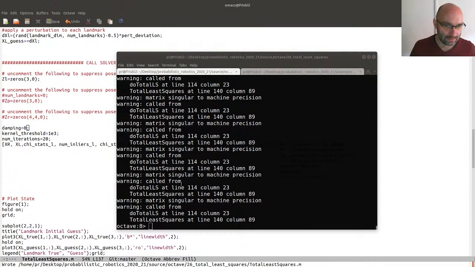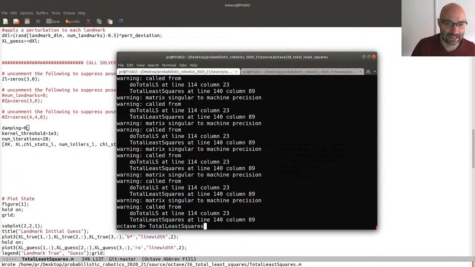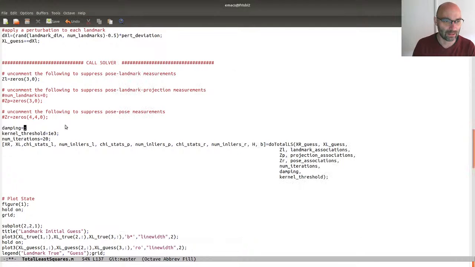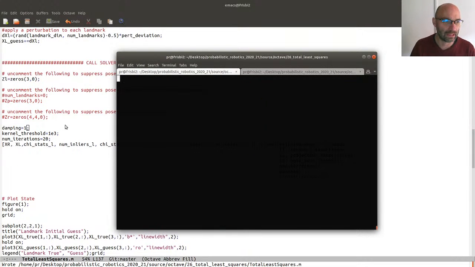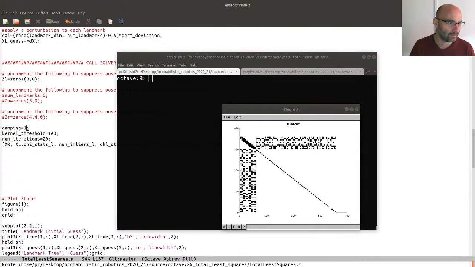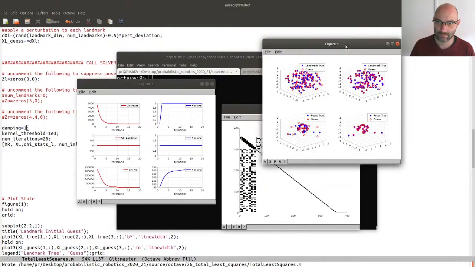Yet Octave does something, because it computes the SVD decomposition, and then it solves the matrix in a rather computationally intensive manner, but not nice. Let's put our damping back, run the program, and be happy.